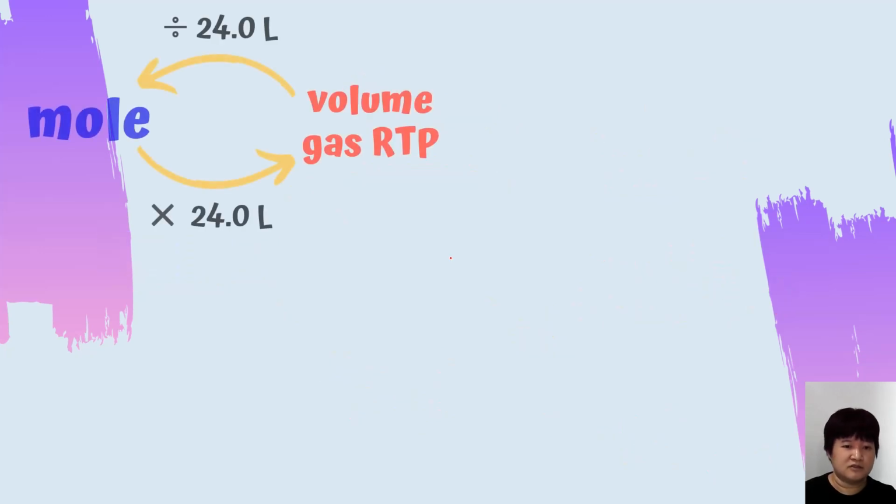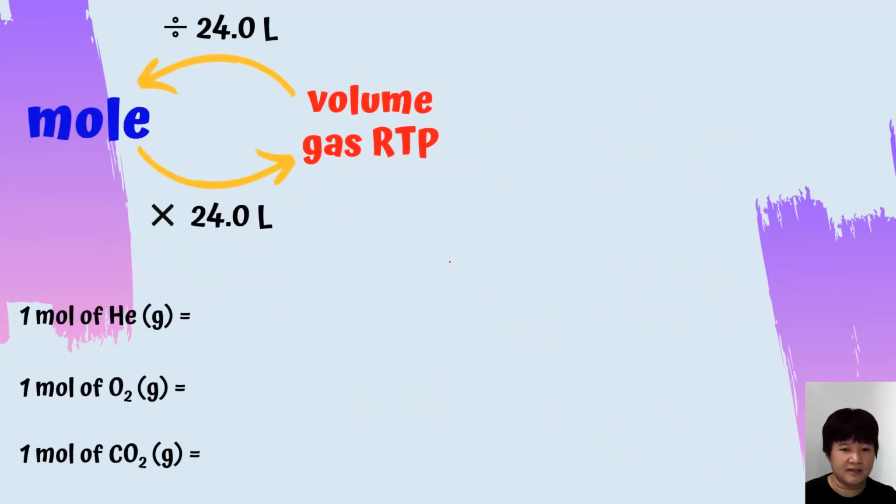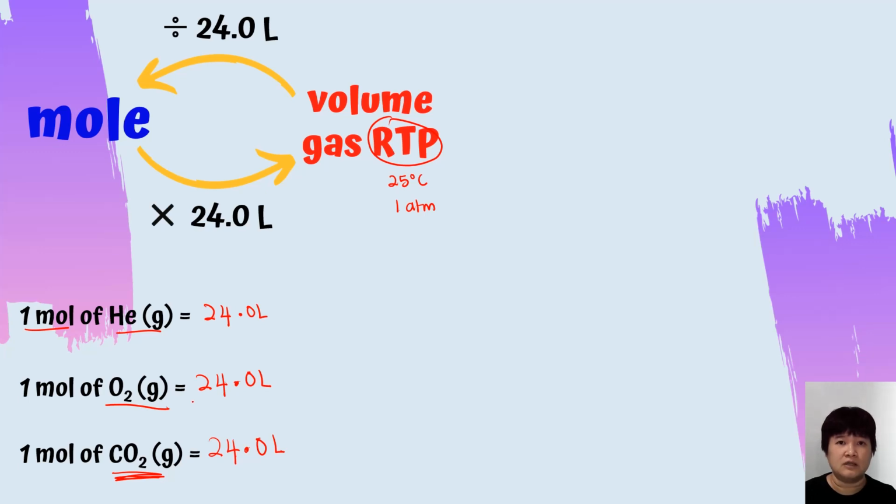Remember that. So let's look at the comparison with the STP by using the exact examples. If I have at the RTP, 25 degrees Celsius, 1 atm, 1 mole of any gas will equal 24 liter. Whether it's a helium gas or oxygen gas, it will still be 24 liter. Carbon dioxide gas will also be 24 liter. 1 mole of any gas at RTP will still equal 24 liter.